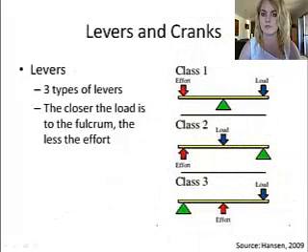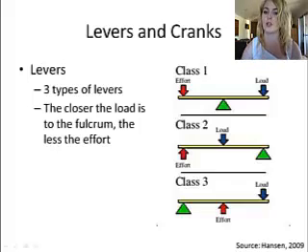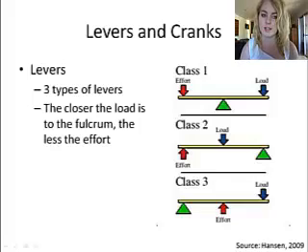The lever, or the type of lever, depends on the placement of the fulcrum and pivot point relevant to the effort and the load. For example, a Class 1 lever has the fulcrum between the effort and the load, a Class 2 lever has the load placed between the fulcrum and the effort, and a Class 3 lever has the effort between the fulcrum and the load, as you can see in the diagram. The closer a load is to the fulcrum, the less effort is needed.